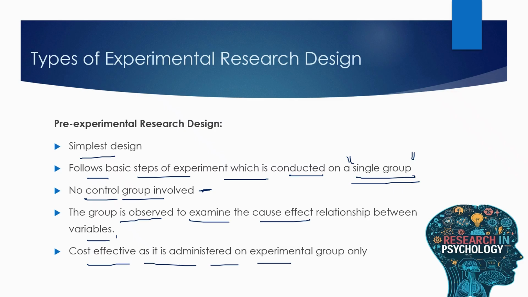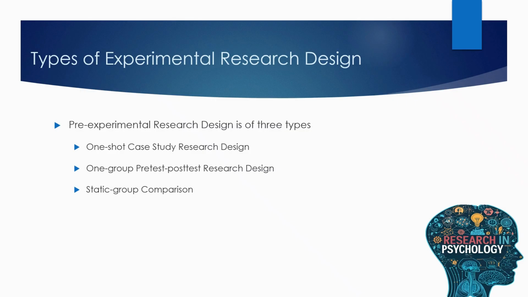So this is pre-experimental research design. Remember, it's the simplest design. There is only a single group, no control group, right? And cost effective. The pre-experimental research design can be further divided into three types. First is one-shot case study research design. Second is one group pre-test, post-test research design, and third, static group comparison. Let's see each of them.